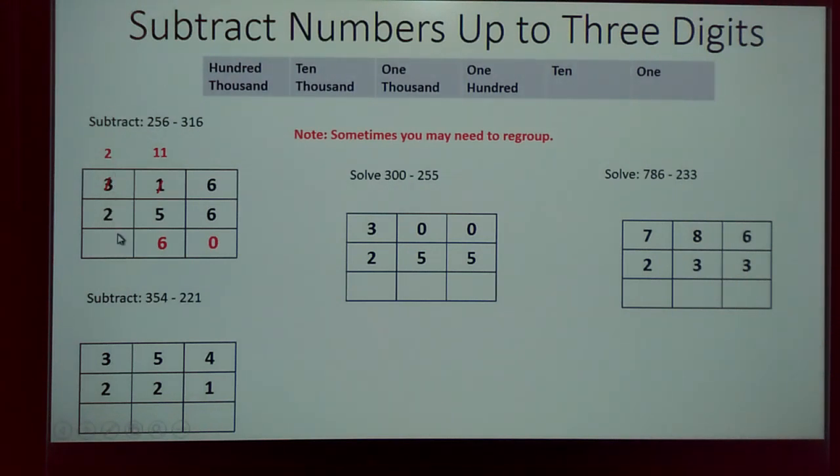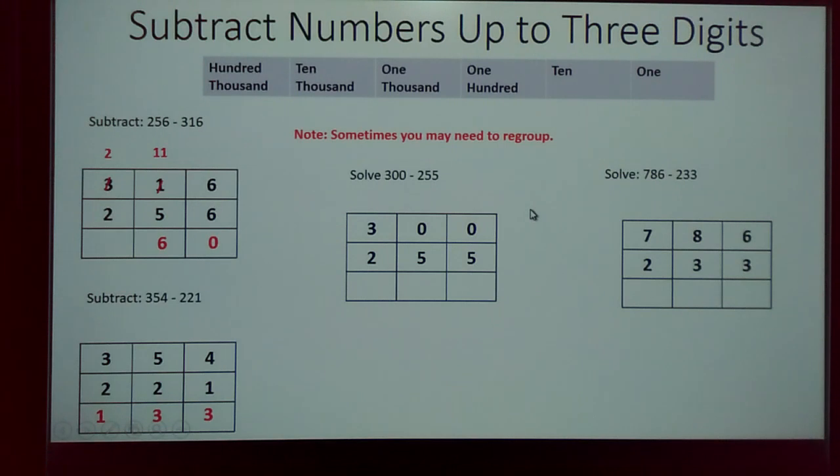A lot of times when rounding numbers, you do not need the 0 to begin with. 60 will work. Now, let's look at this one right here. 4 minus 1 is 3. 5 minus 2 is 3. 3 minus 2 is 1. The reason why there is no regrouping is because all the bottom numbers are less than the top numbers.